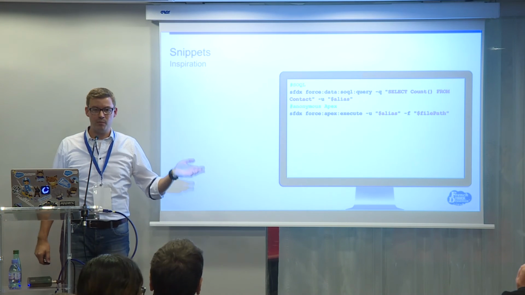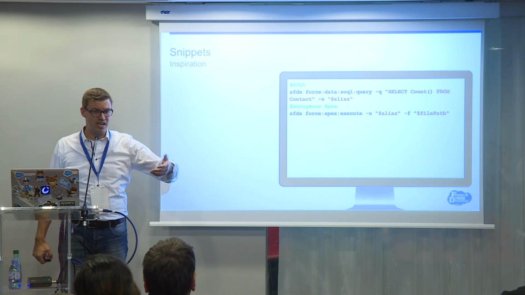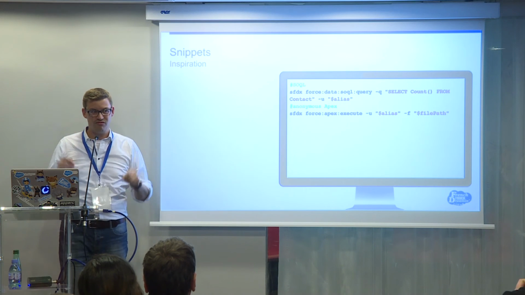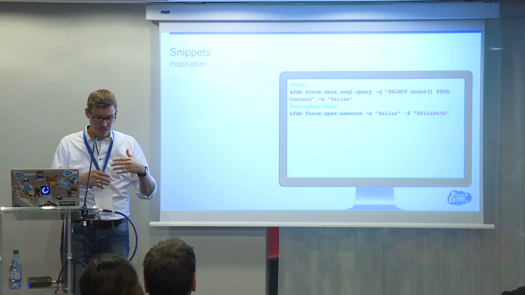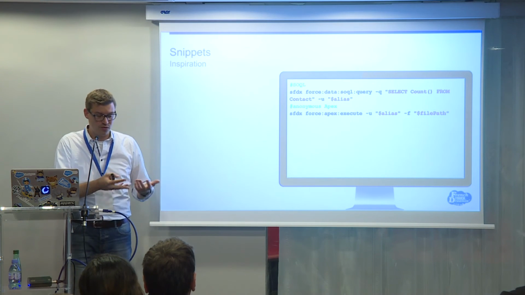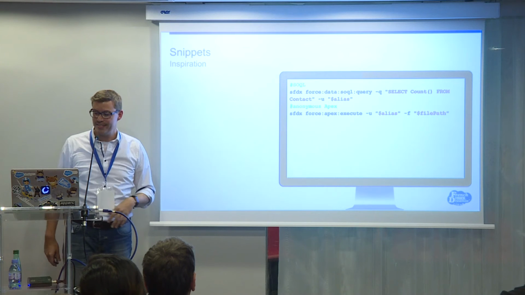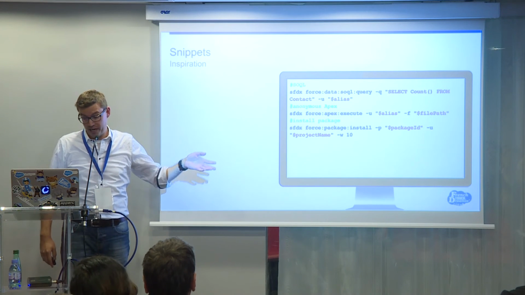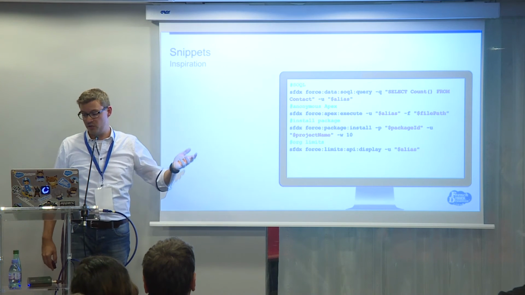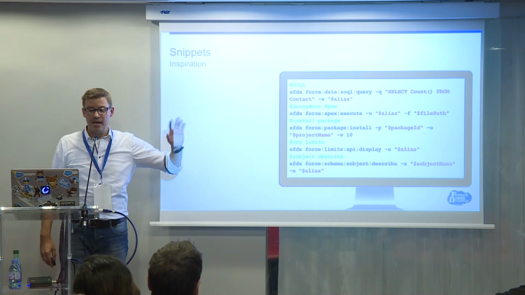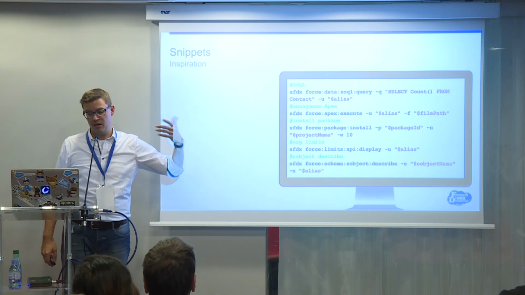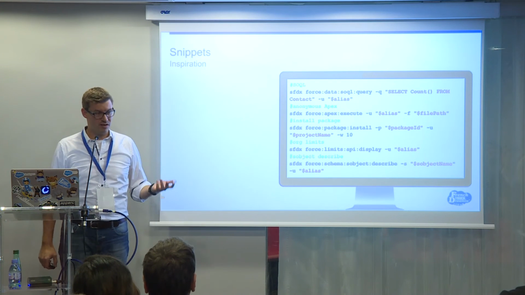You can execute anonymous Apex. As I said, we use an Apex class to get rid of some development, and that enables a certain feature by overriding a class, actually. You can install packages, of course. When you have a managed package, you have to install it. You can check org limits, and you can also use things like schema object describe and stuff like this.